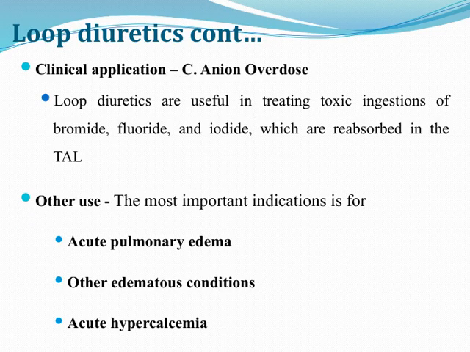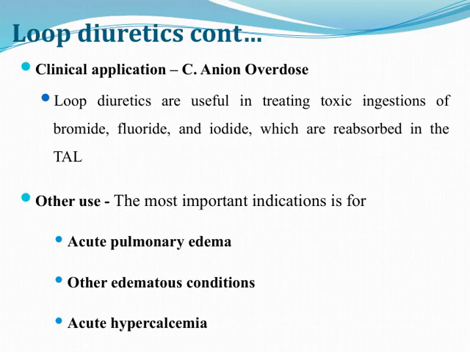Now, let's talk about the clinical applications of loop diuretics, specifically in cases of anion overdose. These medications are particularly useful when dealing with toxic ingestions of substances like bromide, fluoride, and iodide. The reason is that these ions are reabsorbed in the thick ascending limb of the loop of Henle, so loop diuretics can help enhance their excretion.